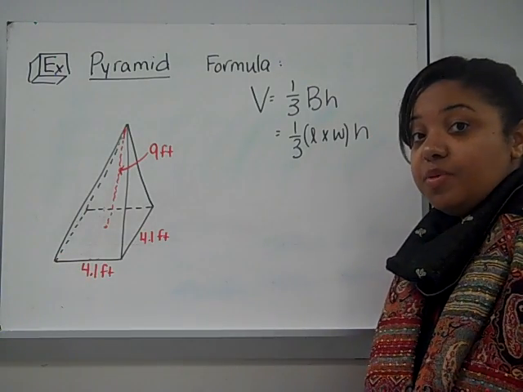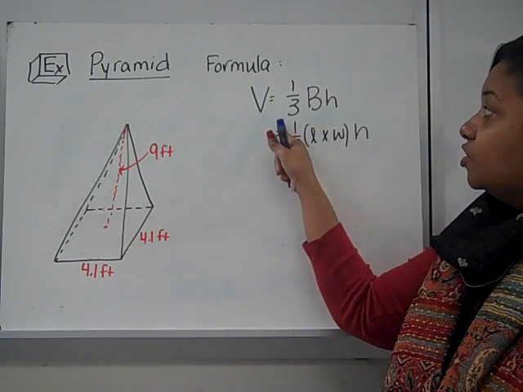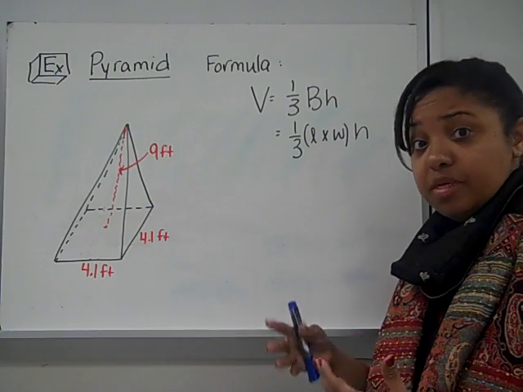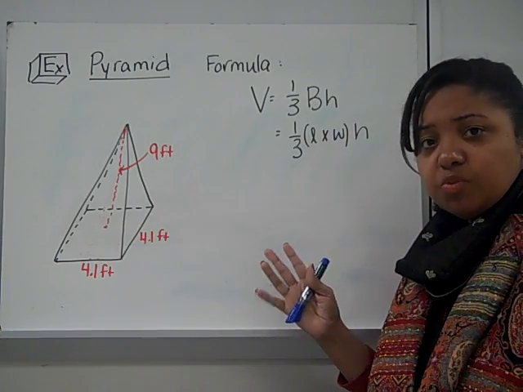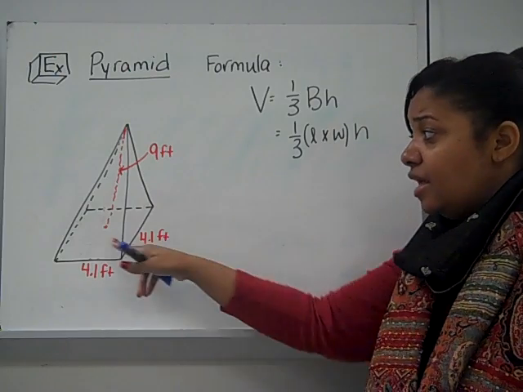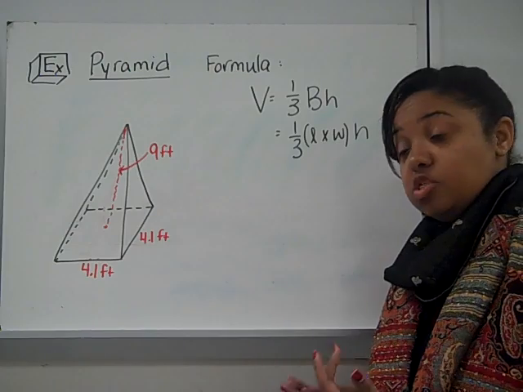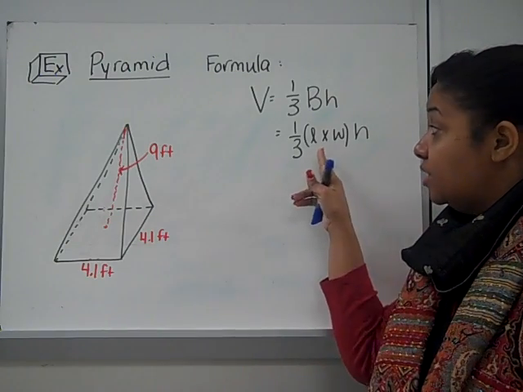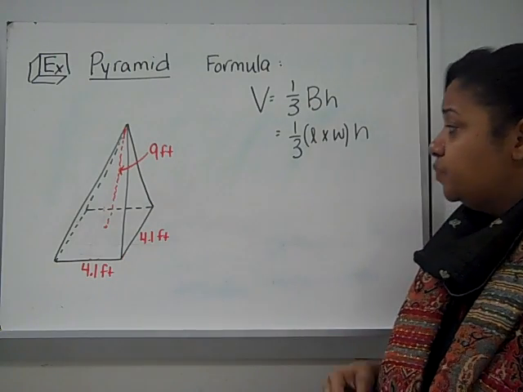The next one is a pyramid. Your formula for a pyramid is 1/3 base times height. You know how in volume we have volume equals base times height. Same concept. Our base, we're going to use length times width because you all know that the base of any pyramid could be a rectangle, a square, a triangle. So we're going to say length times width just because it's a square. You could use s squared if need be.